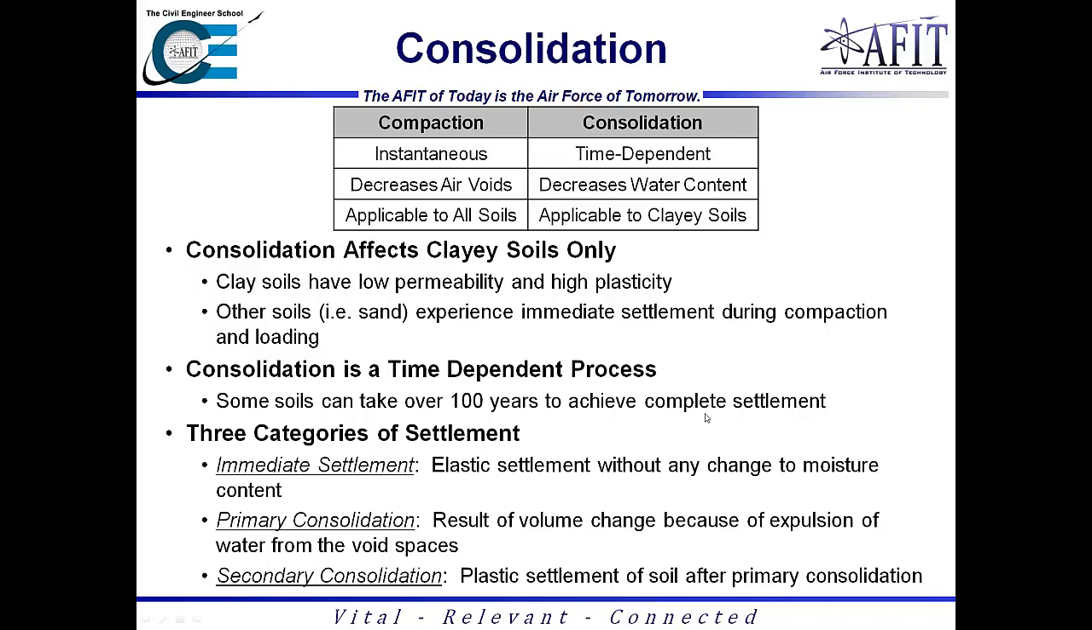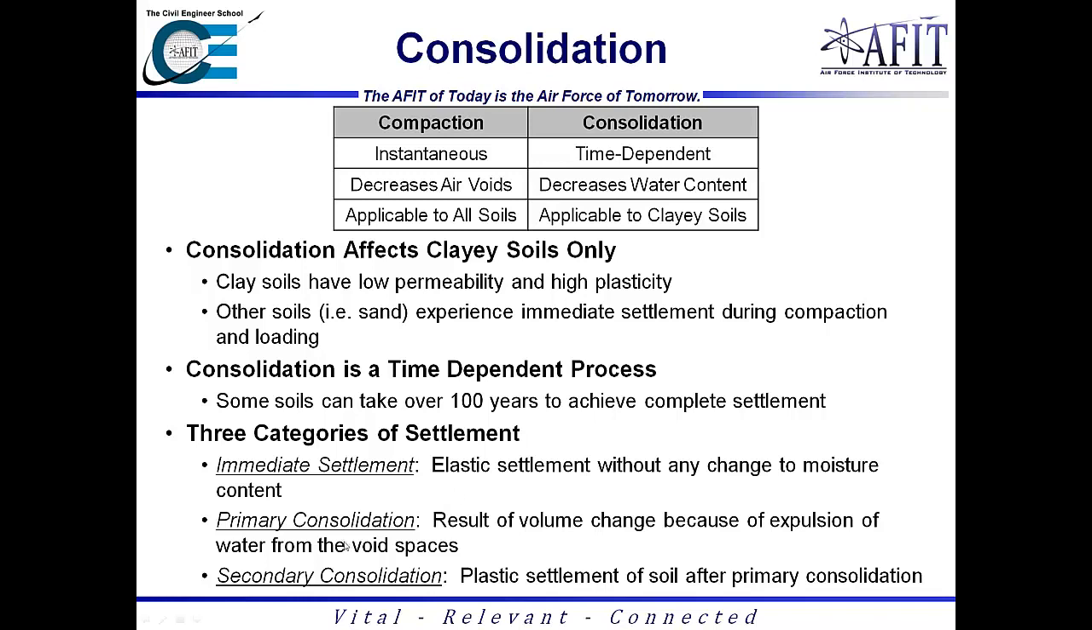And so there's 3 categories of settlement. We have immediate settlement, which happens immediately once the loading is placed on the surface, hence the name immediate. And so we typically look at that as elastic settlement. Then once you get past elastic settlement, we start getting into primary consolidation and then secondary consolidation. Primary consolidation is the result of volume change because of expulsion of water from the void spaces, whereas secondary consolidation is the plastic settlement of the soil after the primary consolidation is over with.